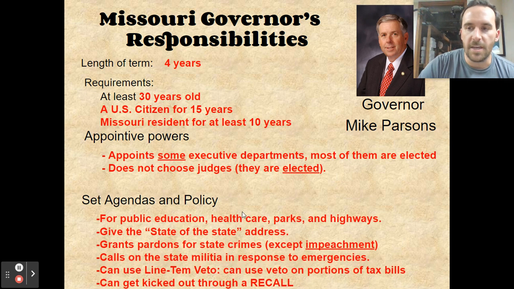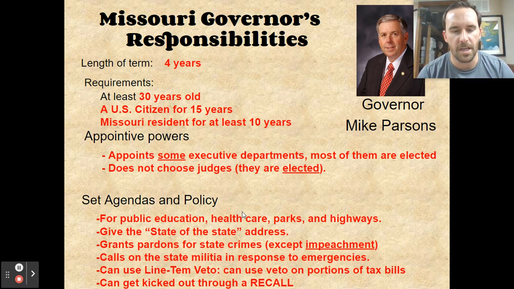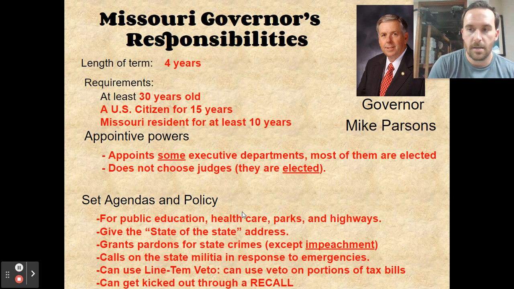They're also in charge of things a lot like the president is. Again, you do not need to write these all down word for word, but they're in charge of things like public education, healthcare, parks, highways. So they're in charge of things that are reserved to the states. Instead of giving a State of the Union address, they give a State of the State address where they talk about what's going on in Missouri that year.